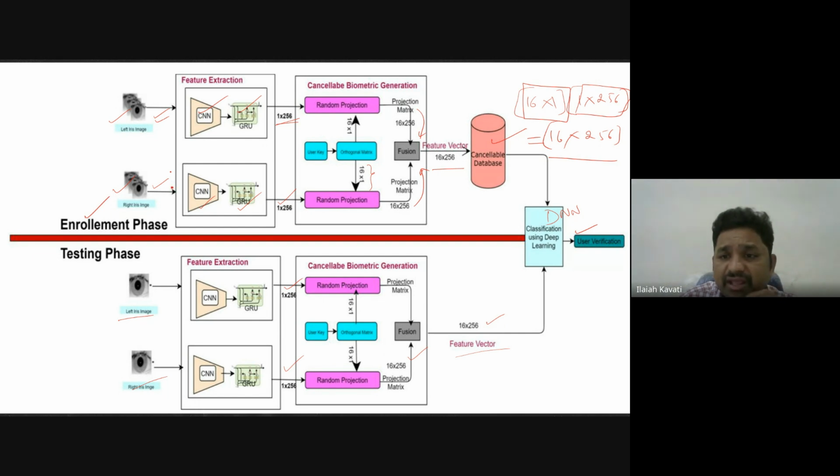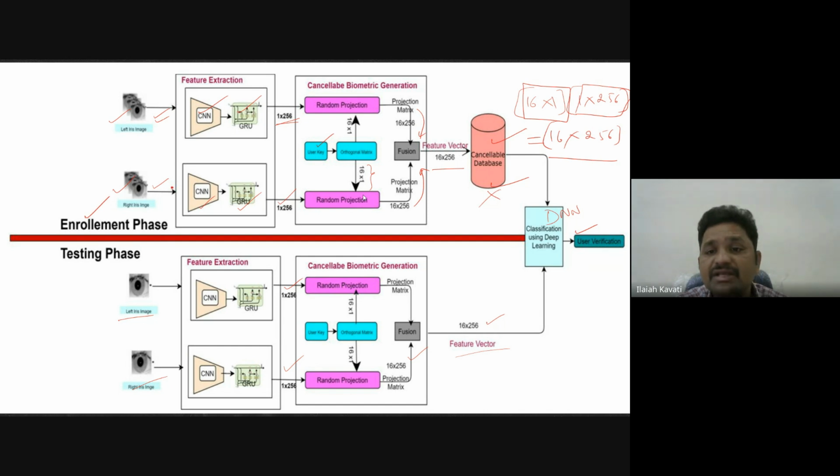And one more important thing, if the template in the database is compromised, we can cancel it and generate a new template using a new user key. That is, a new 16x1 matrix can give a new template. So this is how cancelability is achieved. Reversibility is not possible, but revocability is there.